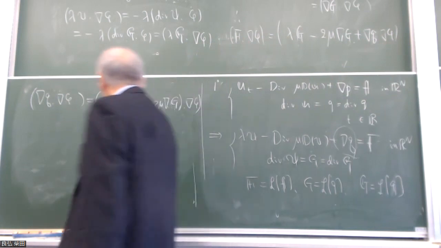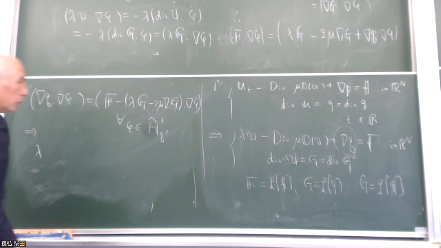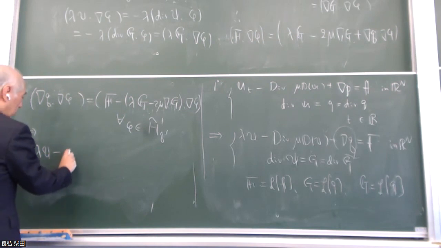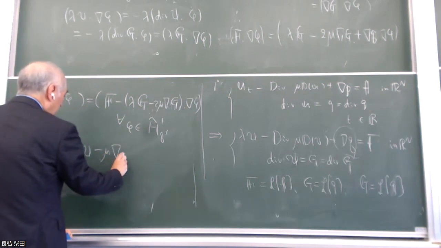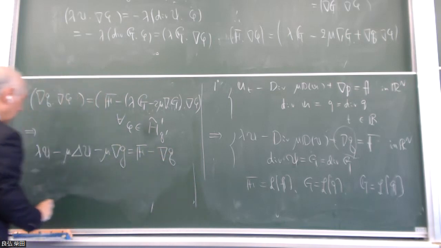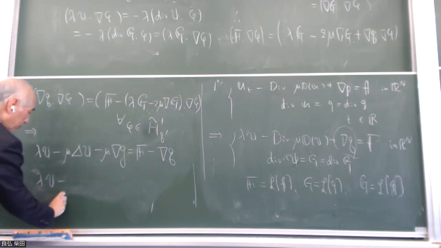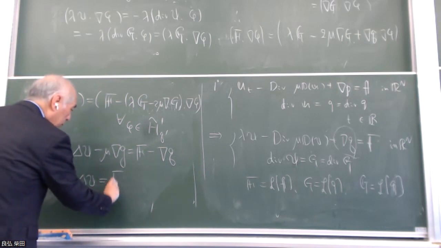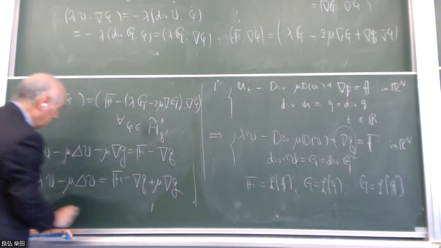Then the equation now becomes: you plug lambda Q into here, then you have V minus mu Laplacian D, and then minus mu lambda G is equal to F lambda Q. Therefore, you have the equation. Finally, you have the equation for V is equal to F minus lambda Q plus mu lambda T. This is the equation for V.